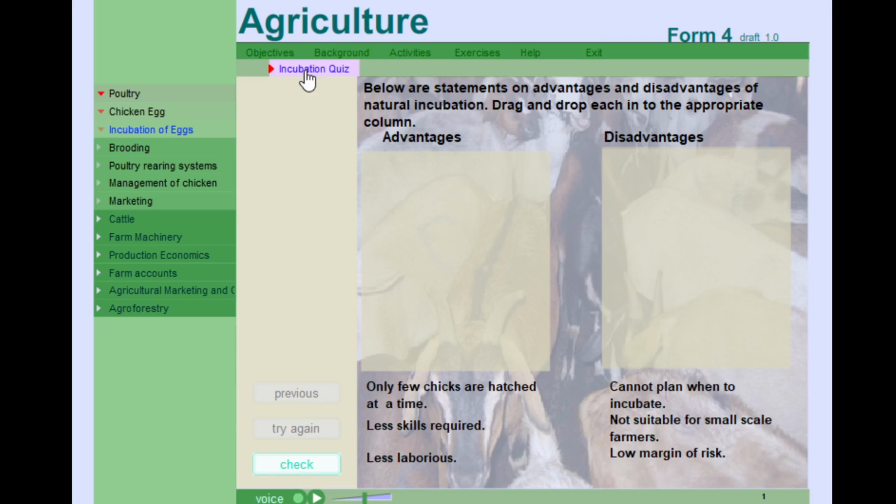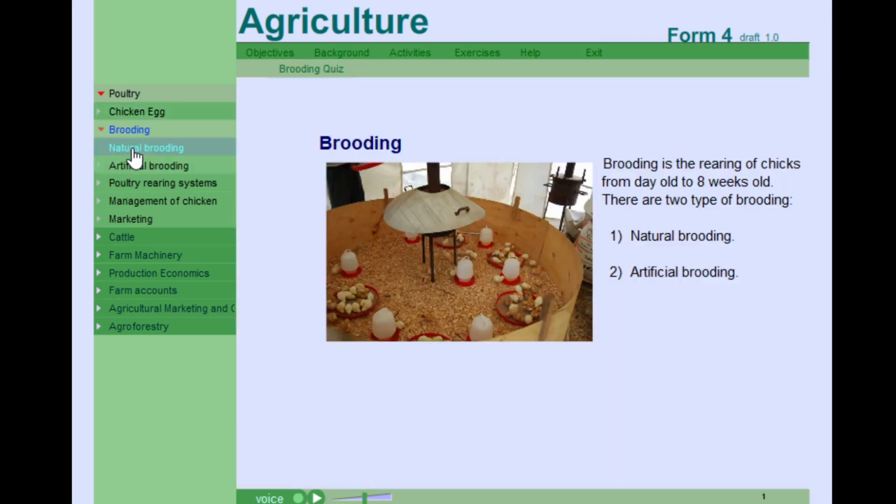Quiz 3. Below are statements on advantages and disadvantages of natural incubation. Drag and drop each into the appropriate column. Brooding is the rearing of chicks from day old to 8 weeks old. There are two types of brooding: natural brooding and artificial brooding.